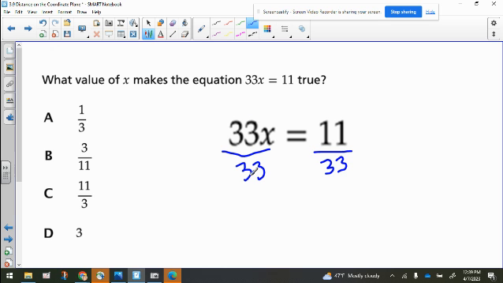If we simplify 33 divided by 33, that would equal 1. So I'm just going to cross it out. And 1 times x would be x. All right, now the difficulty that people have, I'm just going to rewrite what we have here. We have 11/33.